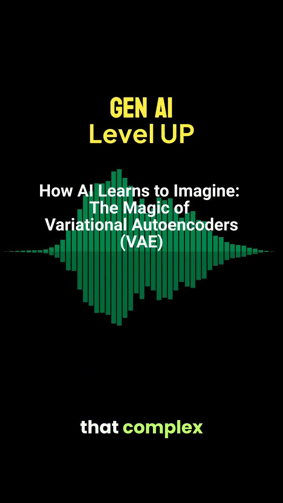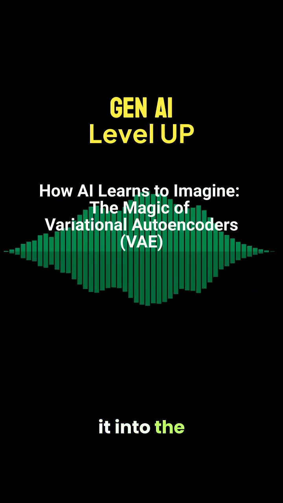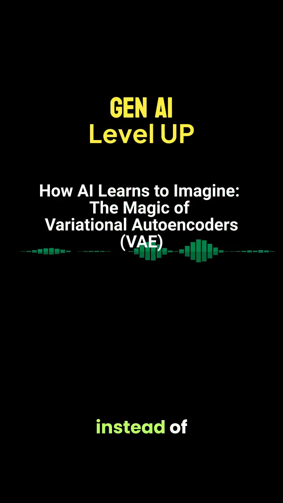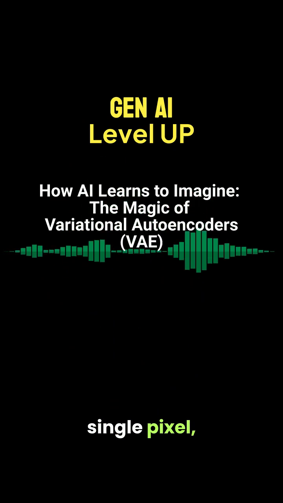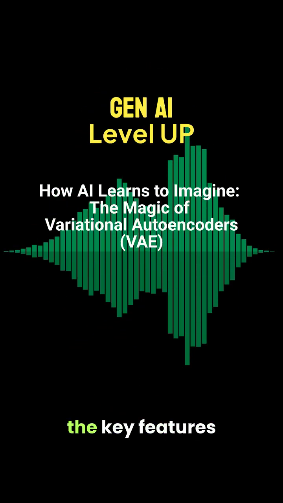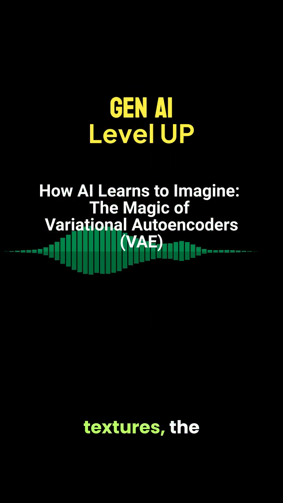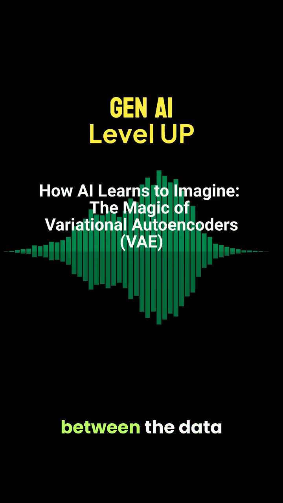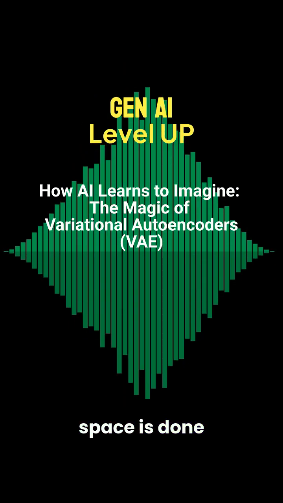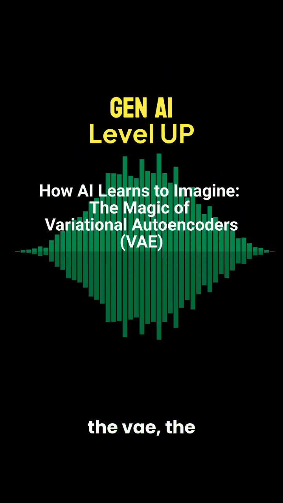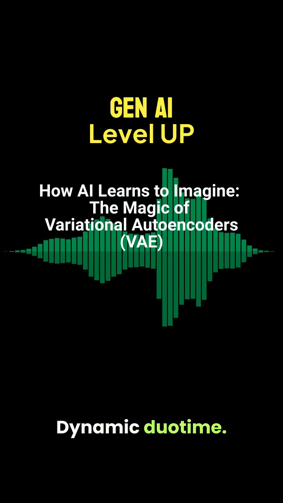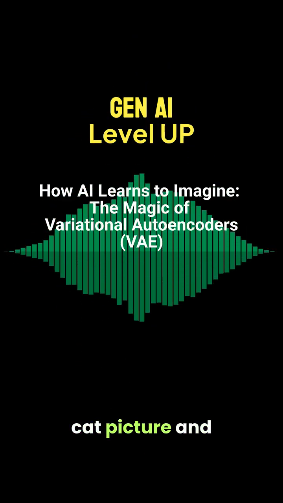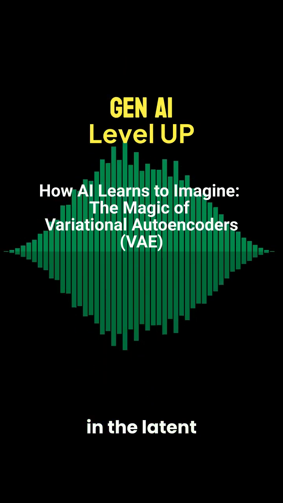It's taking all that complex data and compressing it into this simpler, more manageable, latent space. So in the case of images, instead of trying to model every single pixel, the VAE is saying, hold on, let's figure out what the key features are, the shapes, the textures, the overall essence of what makes this image, this image. Precisely. And this mapping between the data and the latent space is done by two key components of the VAE, the encoder and the decoder. Right. Dynamic duo time. Let's start with the encoder. What's it encoding? The encoder takes the input data, let's say that cat picture, and maps it to a distribution in the latent space.